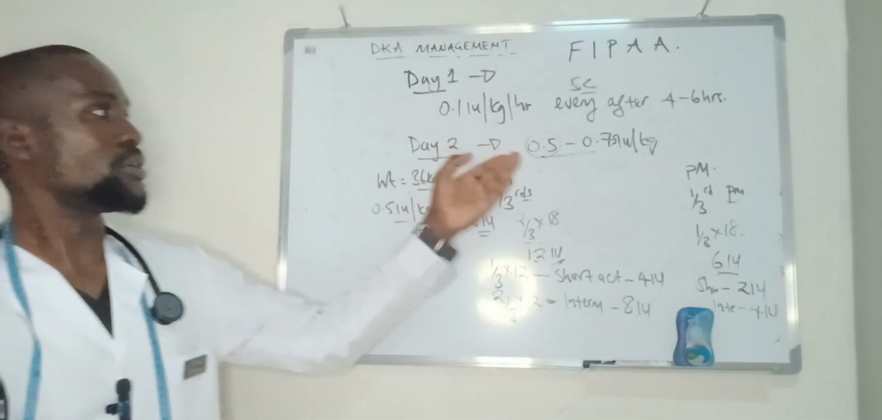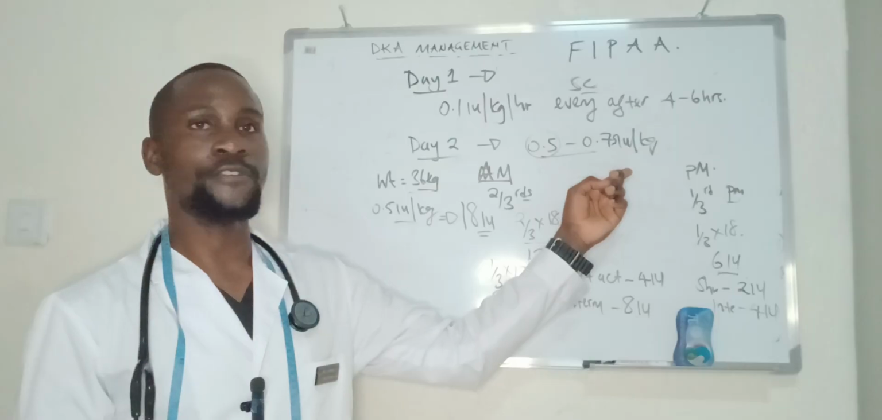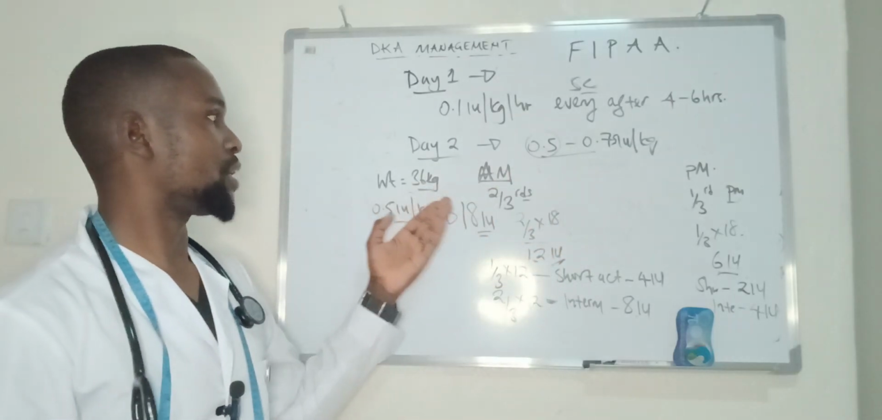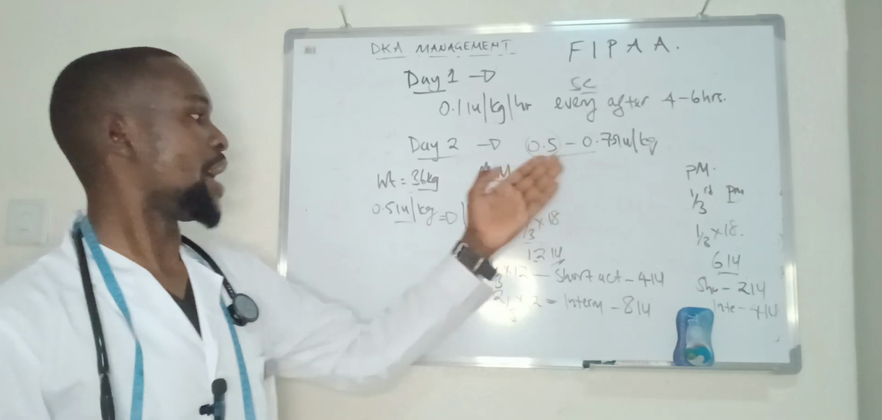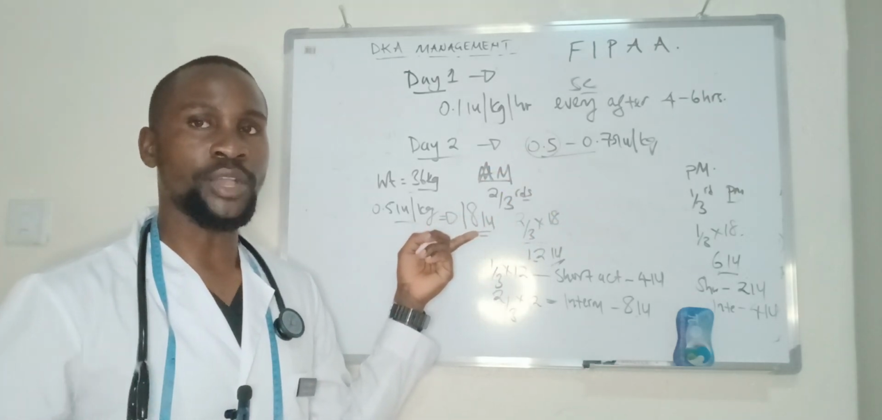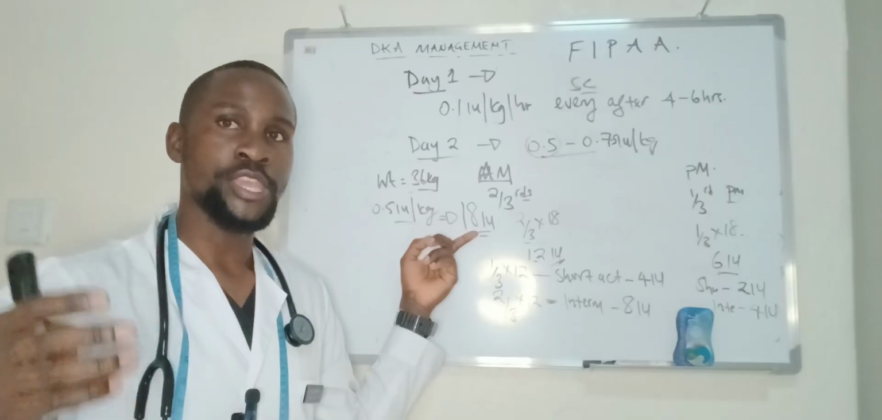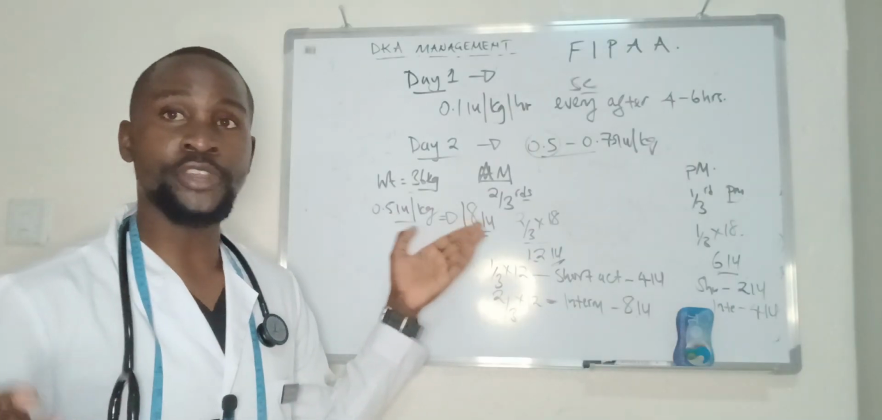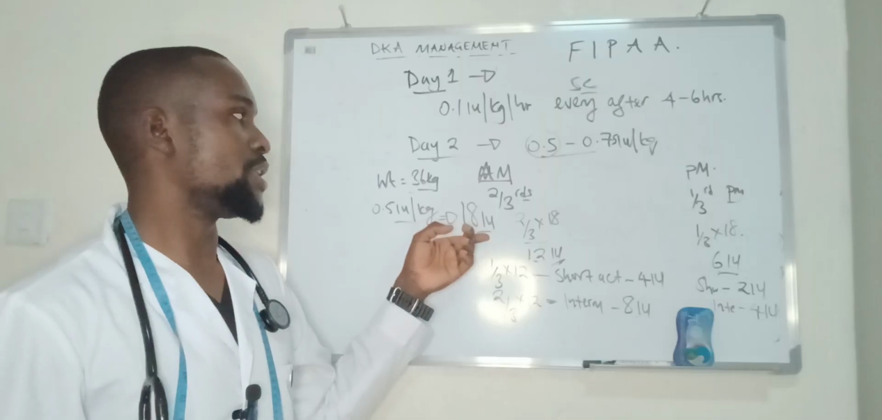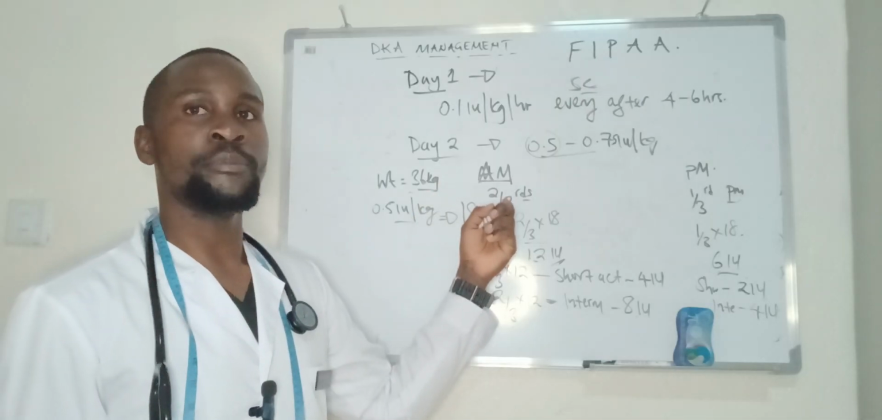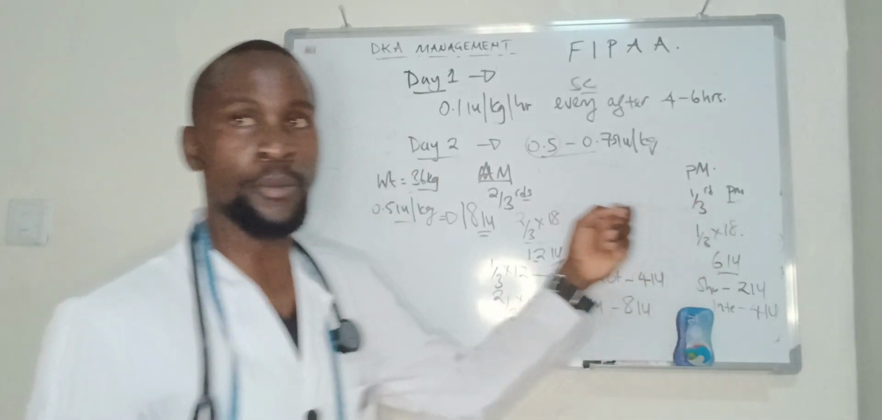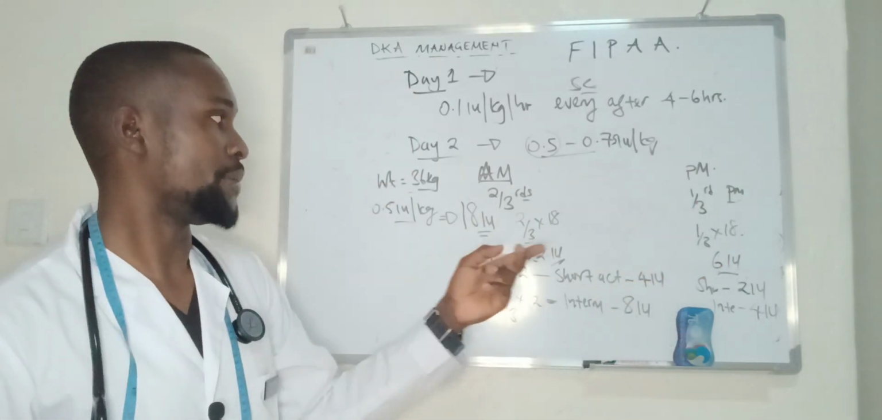So your daily dose is 0.5 to 0.75 international units per kg. You get the weight of the patient and multiply it by this. The answer you find is the total daily dose, what you are going to be giving every day in this patient. Then 2/3 of this total daily dose is given in the morning before breakfast, and 1/3 in the evening before supper.